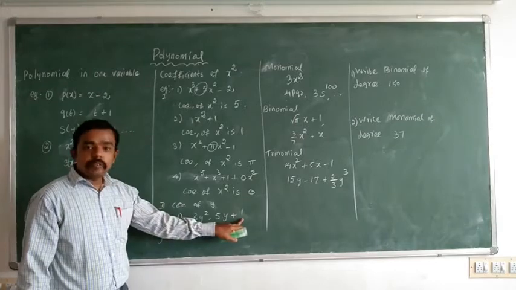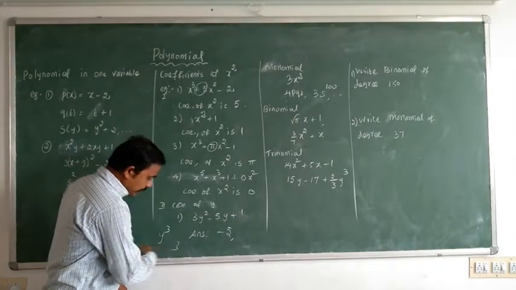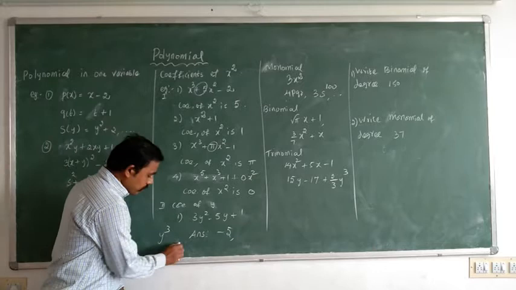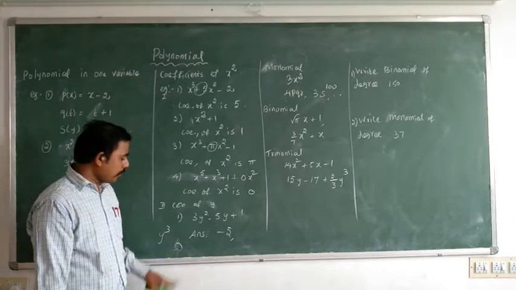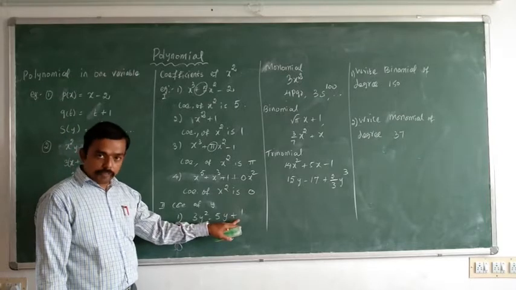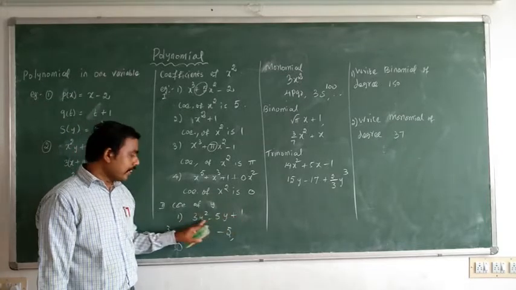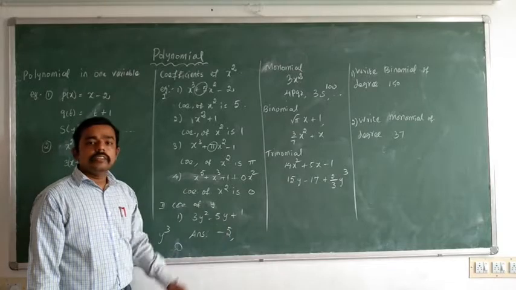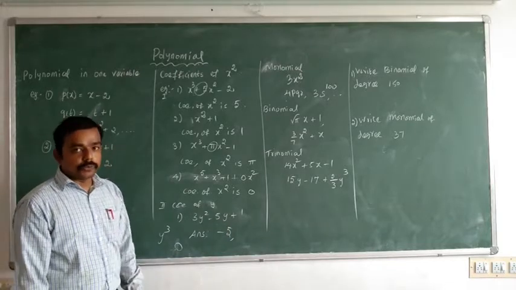Check, there is no y power 3 in that expression. You can write the answer as 0. That is, the coefficient of y power 3 is 0. Coefficient of y power 4, coefficient of y power 5, other than this y squared and y, the coefficient we can write as 0.